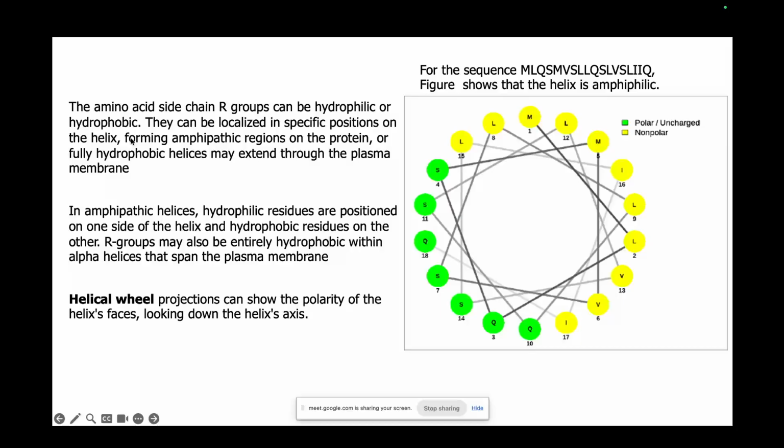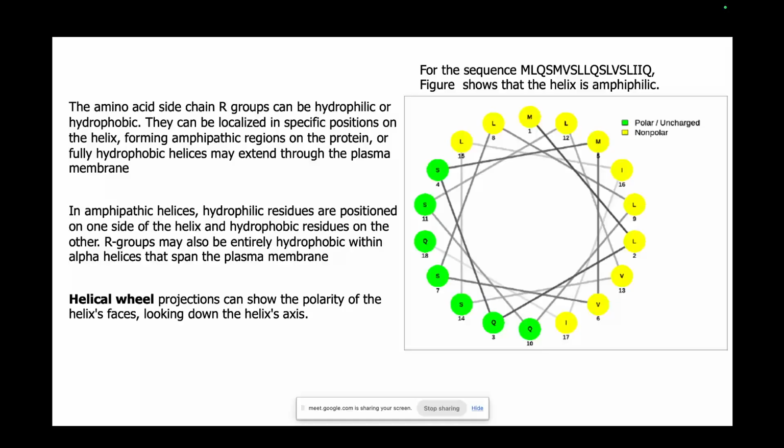Now the whole set of amino acid chains in the R groups can be either hydrophilic or hydrophobic. So if a charged group is present, it's probably hydrophilic. If it's a long hydrocarbon chain, it is probably hydrophobic, right? So they can be localized in specific positions on the helix, forming these amphipathic regions. These regions in the secondary structure confer both hydrophobic and hydrophilic nature of these amino acids, right? So they're localized in specific positions in the helix, forming these amphipathic regions on the protein, or fully hydrophobic helices may extend through the plasma membrane as well.